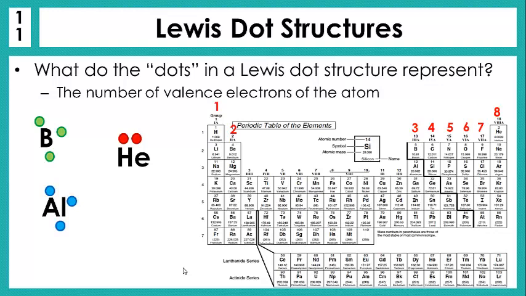Aluminum is in the same column as boron, so we get a similar Lewis dot structure. Argon can have up to 8, and it's a noble gas, so it has all 8. So the fact that all of those electrons are paired, that's a closed shell. This is why noble gases are very non-reactive.